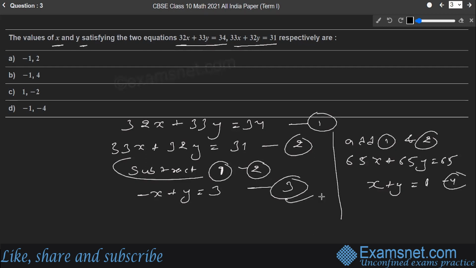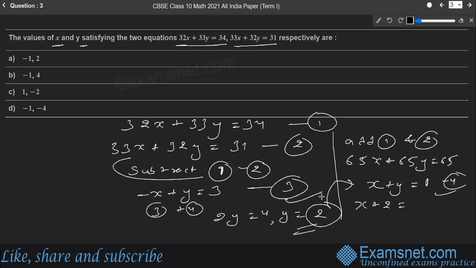So right now we have two equations, 3 and 4. If we add equations 3 and 4, the x and x get cancelled. So we get 2y is equal to 4, which gives us y equal to 2. With y equal to 2, we can put this in any other equation. Let us put it here. x plus 2 is equal to 1, so x comes out to be minus 1.